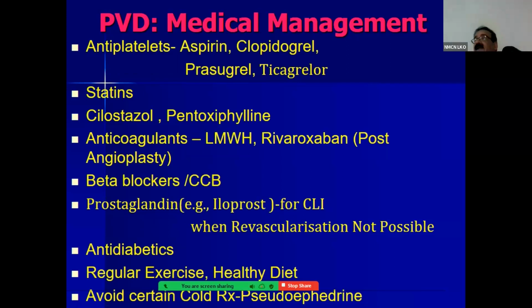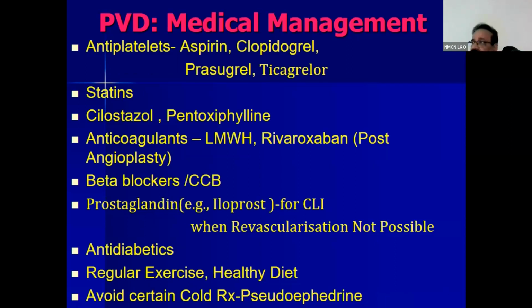And what is the medical management of peripheral vascular disease? You should also know this. Certain antiplatelet drugs like aspirin or clopidogrel should be given to the peripheral vascular disease patient. But nowadays resistance to aspirin and clopidogrel has come up. That's why prasugrel or ticagrelor can be given. Then statins are a very important part of the treatment. Cilostazol, pentoxifylline. Cilostazol is a vasodilator, and pentoxifylline increases the flexibility of RBCs.